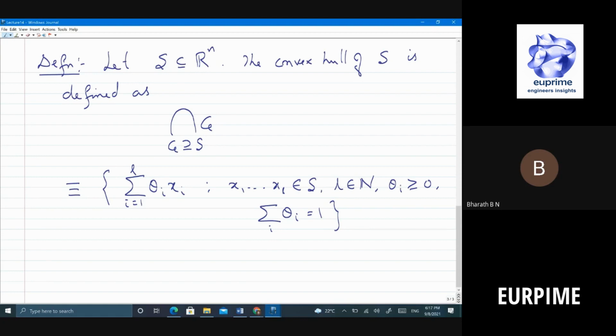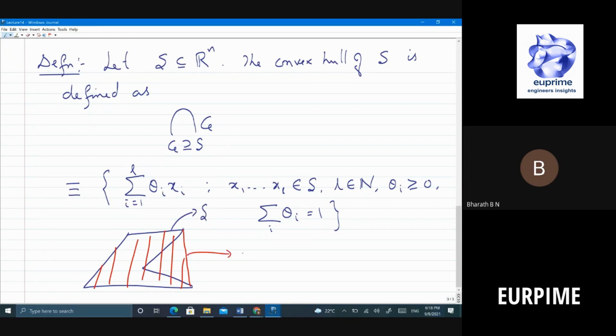But geometrically, it's very easy. So what is the convex hull of, for example, this? This is definitely not a convex set. So what will be the convex set? All the points. This is the convex hull. So for example, if this is your S, this whole region in red will be the convex hull of S. I'll write it as conv of S. Is that fine geometrically? Okay.